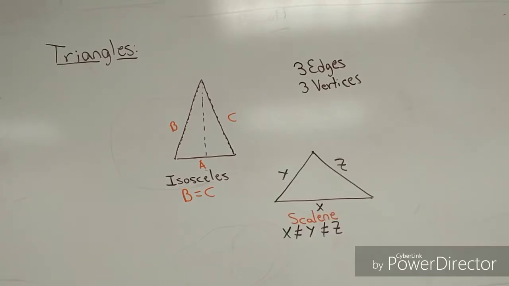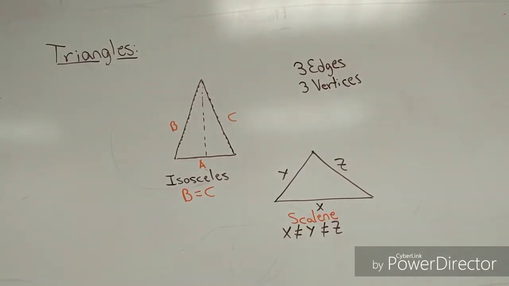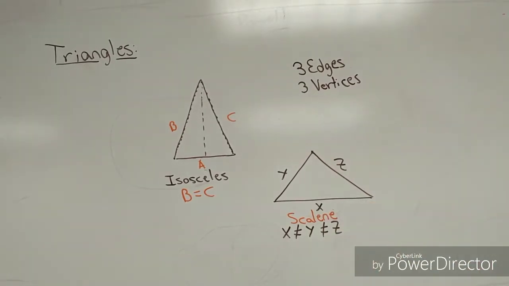Then we're going to have this scalene triangle in which every side is going to be different. Just to let you know, this symbol that we have here is a "different than" symbol, and we're going to use it so frequently. So X is going to be different than Y, and Y is going to be different than Z. So every side is going to be different, so each angle is going to be different.